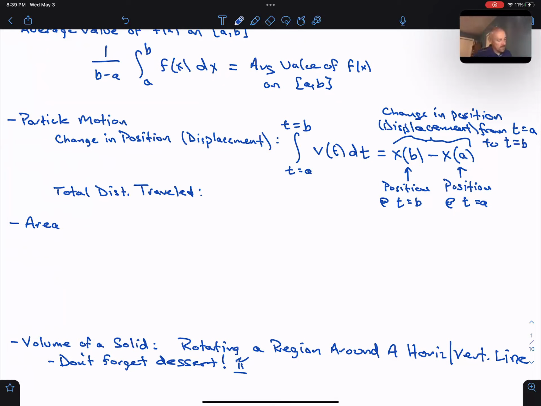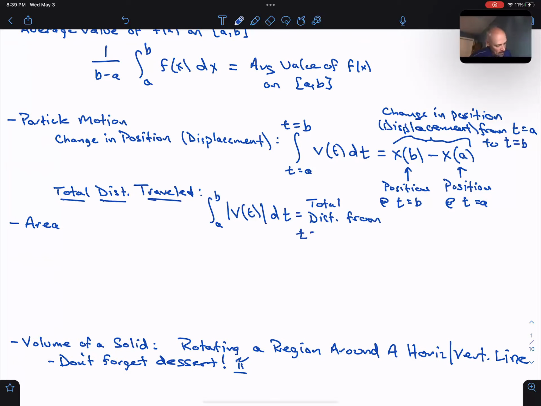Okay. If we're asked for the total distance that the particle travels, that's going to be given by the definite integral from a to b. And this time we're going to integrate speed, the absolute value of velocity. That's going to give us the total distance traveled by the particle from time a to time b.